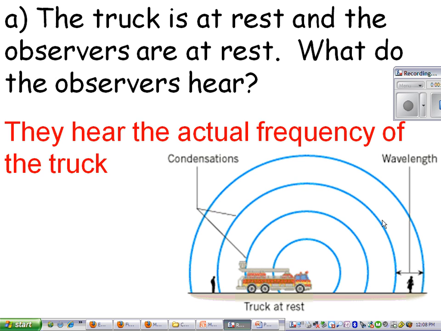And you'll notice that these are the condensations. In other words, you can think of these as the crests. These are the compression areas of the sound wave. And from compression to compression is a wavelength. You can see how the wavelengths are not changed at all on either side of this truck, so they hear the actual frequency that this truck is making.